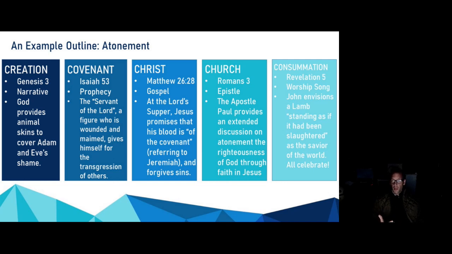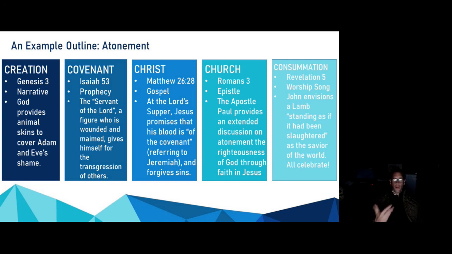In Romans chapter 3, we have a church appearance of the idea of atonement. The Apostle Paul provides an extended discussion on the atonement there through the righteousness of God through faith in Jesus. A wonderful passage to explore there as well. And then in consummation, we have in Revelation 5 a worship song. Again, another different genre. We have narrative, prophecy, gospel, epistle, worship song. And in Revelation 5, John envisions a lamb standing as if it had been slaughtered as the Savior of the world. And everyone celebrates.